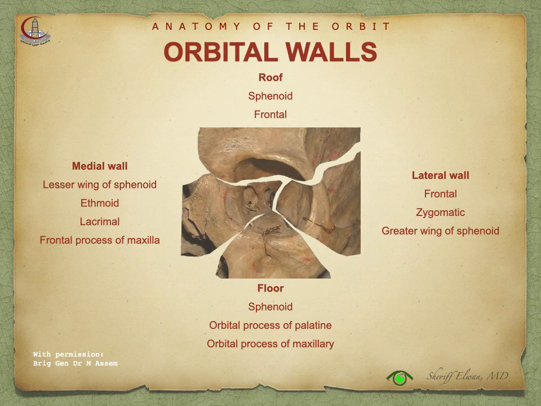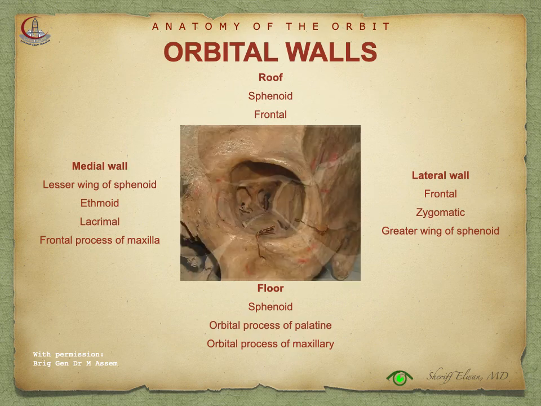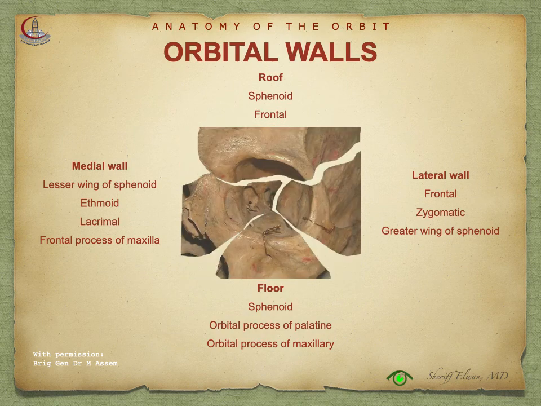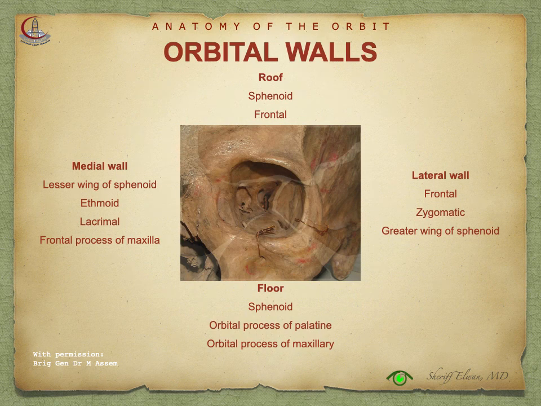Now, the orbital walls are the roof, the floor, the lateral and medial walls. They come together to form the orbital box. The roof is formed of the sphenoid and frontal bones, the medial wall of the lesser wing of sphenoid, the ethmoid, the lacrimal and frontal process of the maxilla, the lateral wall of the frontal, zygomatic and greater wing of sphenoid, and the floor is sphenoid, orbital process of the palatine and orbital process of the maxilla.